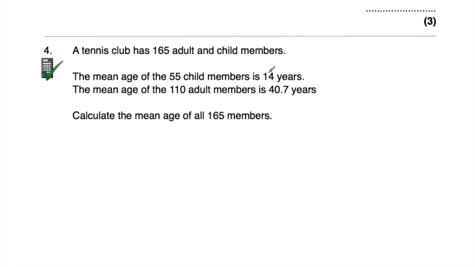Okay, so let's find the total age of the child members. So the mean is 14 years, so if we multiply the mean by how many children there are, that'll tell us the total of their ages. So 14 multiplied by 55 will tell us the sum of the child ages. So 14 multiplied by 55 is equal to 770 years.